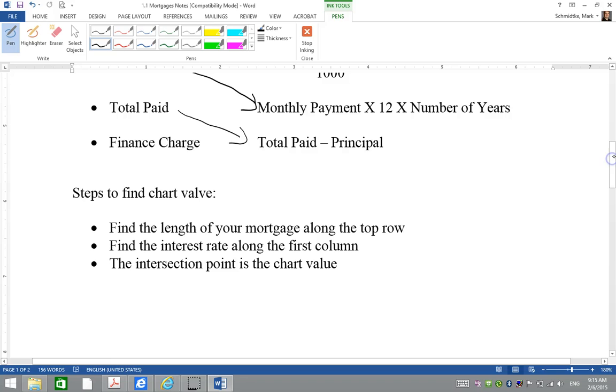So here we have some written down steps to find chart values. We saw that the length of the mortgage, the number of years, was on the top part of our chart.